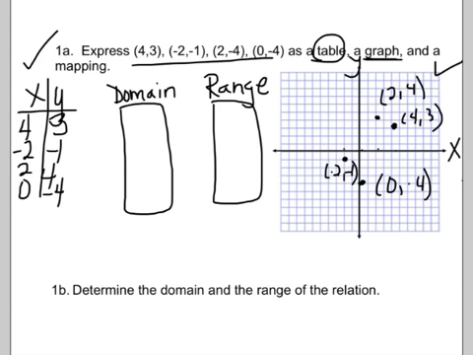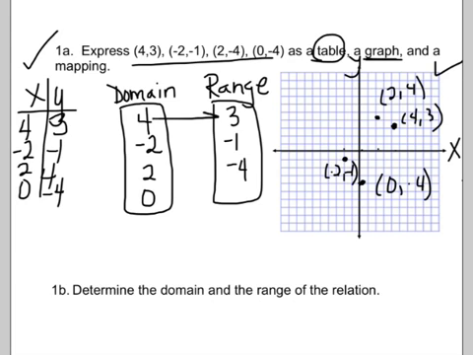So for example, my domain is going to be my x coordinates. So again, I have 4, negative 2, 2, and 0. For my range, I have 3, negative 1, and negative 4. I don't have to list that negative 4 twice when I'm listing my range. If it's in there twice, you just have to put it in your list of your range one time.